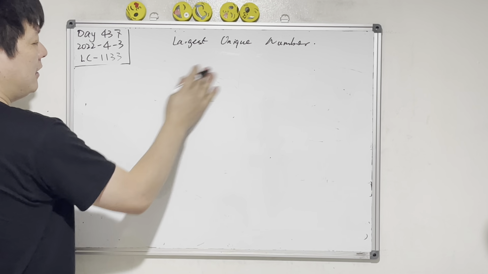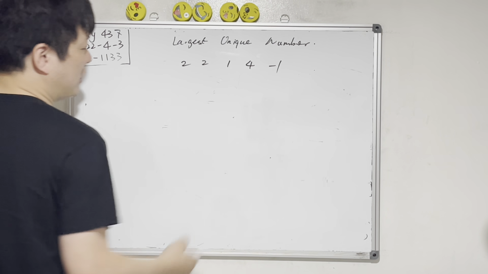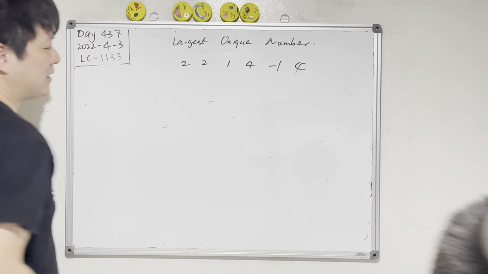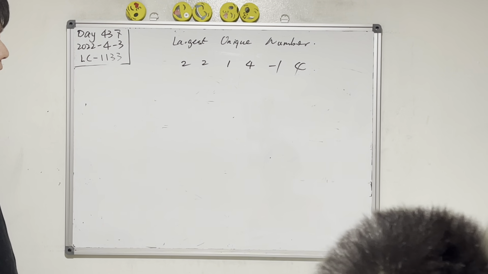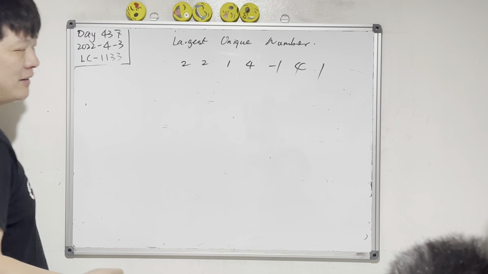Okay, let's say we have 2, 2, 1, 4, minus 1. What's the largest unique number? 4. Okay, how about if I put another 4 here? What's the largest unique number? 1. Okay, if I put another 1, what's the largest?